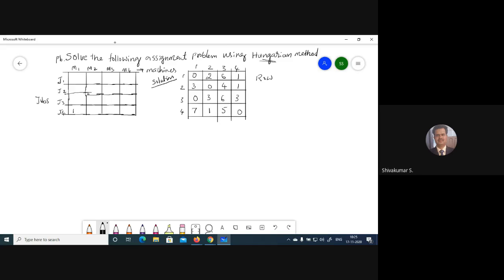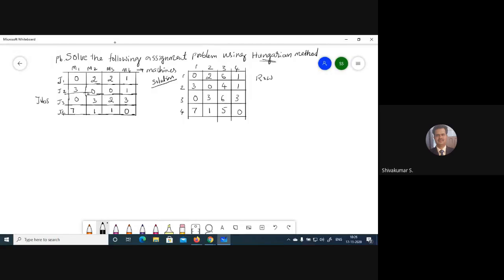See, first column you have 0. So this column stays as it is: 0, 3, 0 and 7. Second column you have 0, so it won't change because the minimum value is 0: 2, 0, 3, 1. And third column, 4 is the minimum value. So subtract. So 6 minus 4 is 2. Next 0, 2 and 1. Last column you have 0, so it remains as it is: 1, 1, 3, 0.